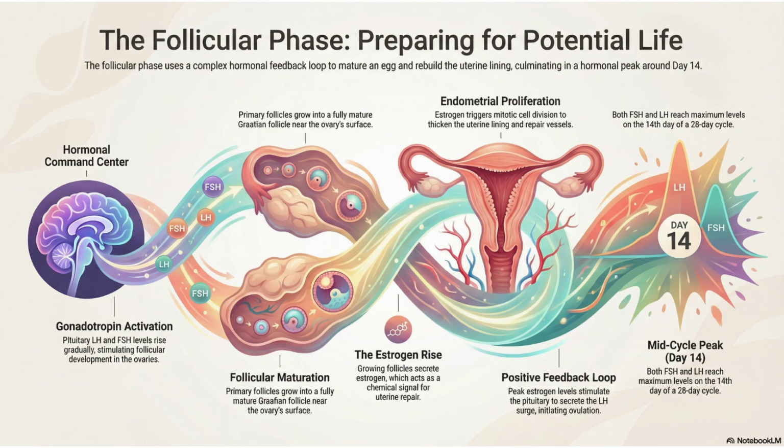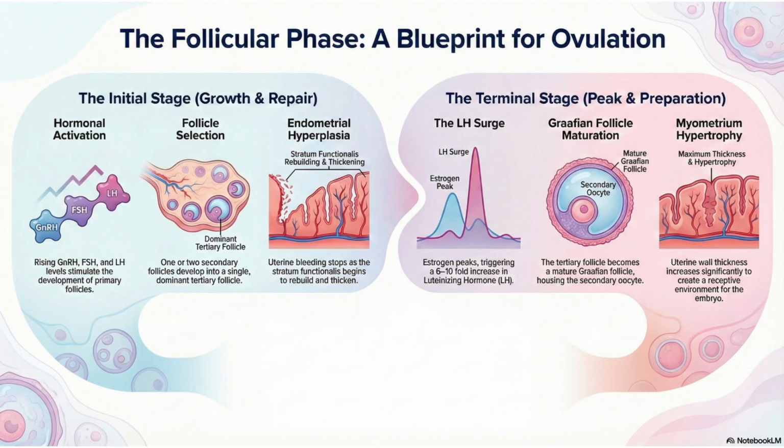In the follicular phase, at the 13th day, it is positive feedback. Because estrogen increases, both LH and FSH increase. That is positive feedback. Both LH and FSH reach maximum levels on the 14th day of a 28-day cycle. So this is what is going to happen. On the 14th day it is going to reach the peak. This is what mainly happens in the follicular phase.